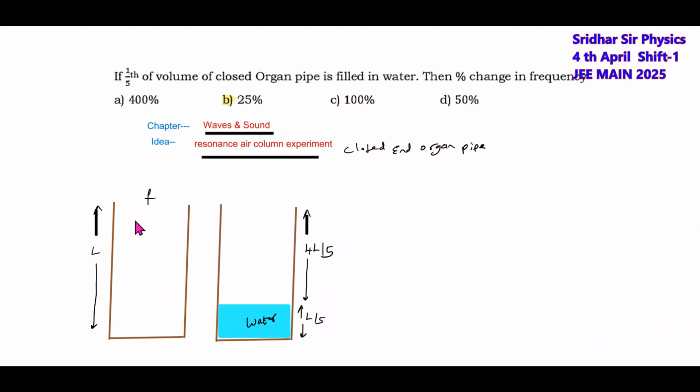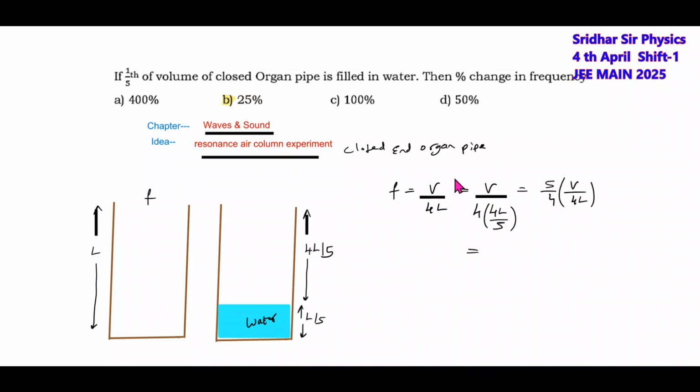Now, what was the frequency earlier? F equal to V by 4L. Now 1/5 is filled with water. Then how much remains? 4L by 5 will be left over. So the frequency is V by 4L by 5, which is five by 4, V by 4L.